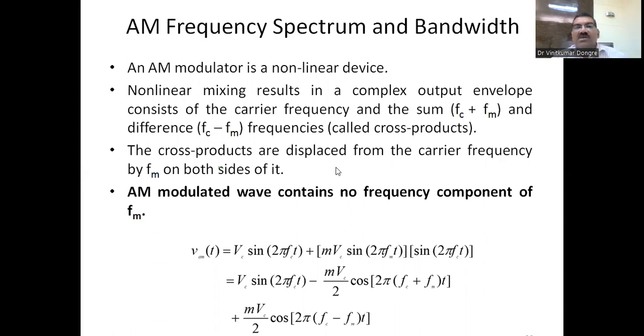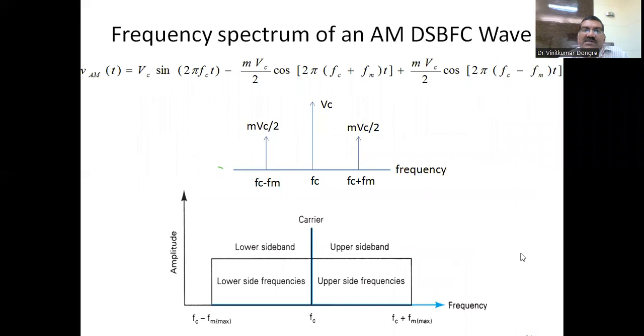So the cross products are displayed from this carrier frequency, and the waveform, this signal is here. So you can represent this equation. This is the frequency spectrum of an AM. So this is what is represented here: FC plus FM, FC minus FM. This is called the lower sideband frequency. This is called the upper sideband frequency.